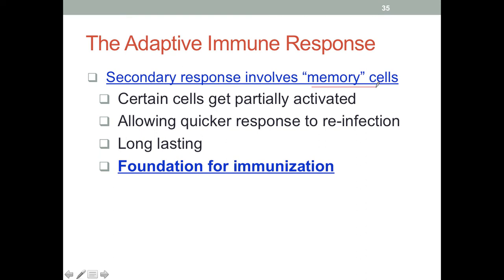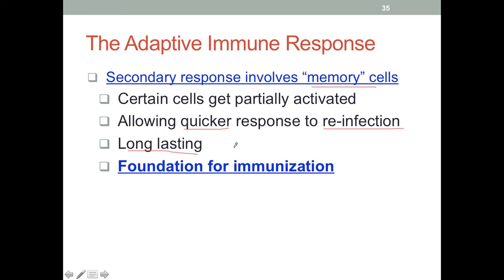And those were the cells that remember what the pathogen was like previously. So compared to the primary immune response, the secondary response is much quicker. We don't need to start from the very beginning. We just need to pull out the record and see what worked and what didn't work in the past. This would be an obvious advantage to dealing with reinfection. And the results can also be longer lasting.